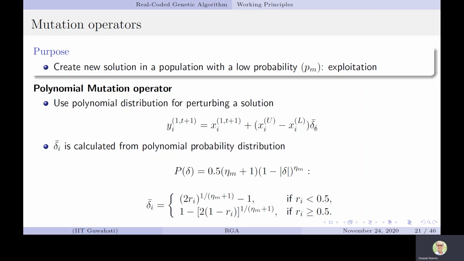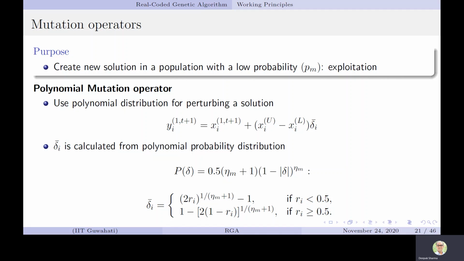How are we going to find the delta? We are taking the probability distribution, as you can see, which is a nonlinear distribution, and we are integrating this probability distribution and equating it with a random number Ri. So Ri is a random number, and delta I can be calculated with respect to the random number Ri. Both the SBX operator and the polynomial mutation operator are stochastic in nature because both of them involve a random number.